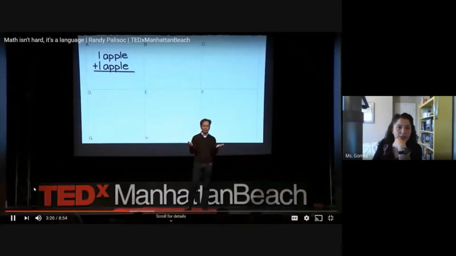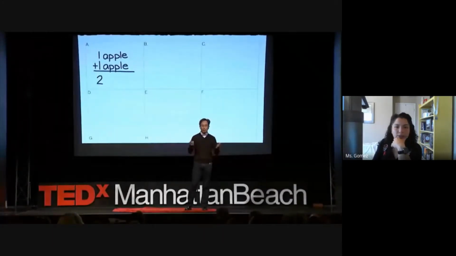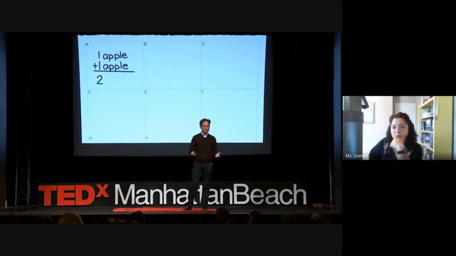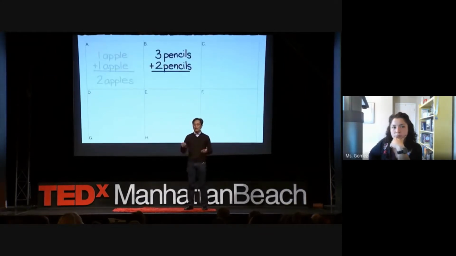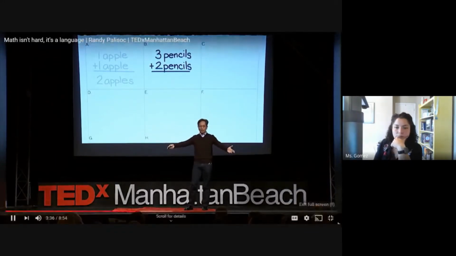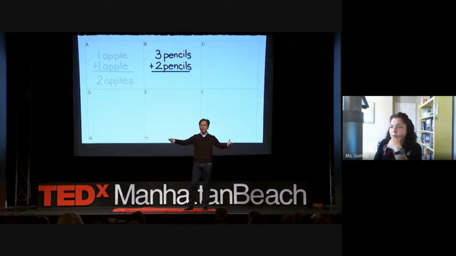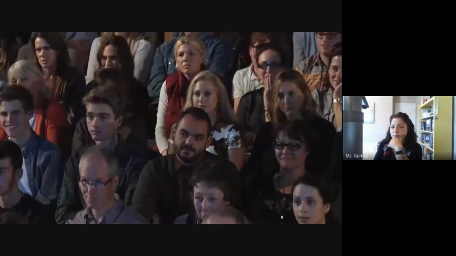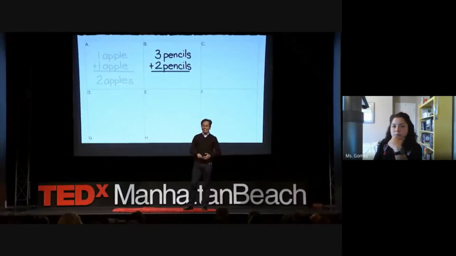Plus one apple. And kids will often say 2, which is partially correct. Have them include the words as well, since math is a language. So it's not just 2, it's 2 apples. Next is 3 pencils plus 2 pencils. You all know that pencils plus pencils give you pencils. So everyone, how many pencils? 5 pencils is right. And the key is you included the words.